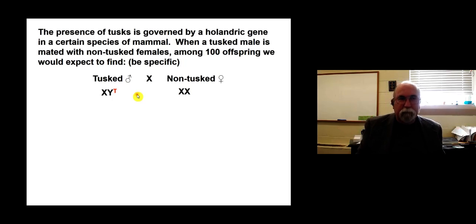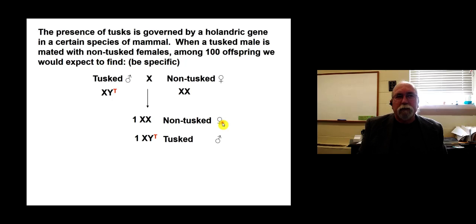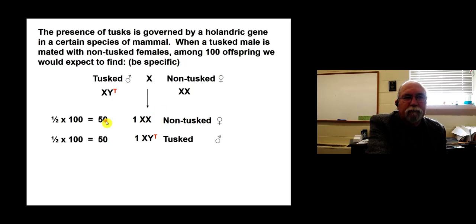Now you've got a simple little problem. You could get an X from dad and an X from mom, just like any sex cross that we do. Or you could get an X from mom and a Y from dad. If you get that Y, you carry down the tusked allele, and therefore you're going to be males and you're going to have tusks. All the sons end up being tusked in this particular group. Among the progeny, how many do you expect, to be specific? I'd expect exactly 50% of them to be non-tusk, those will be females, and 50% of them to be tusk, and those will be males.